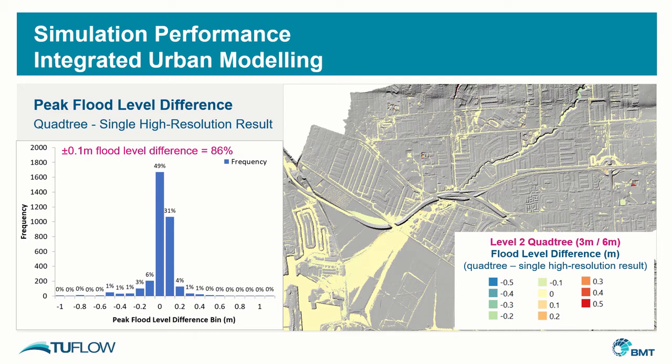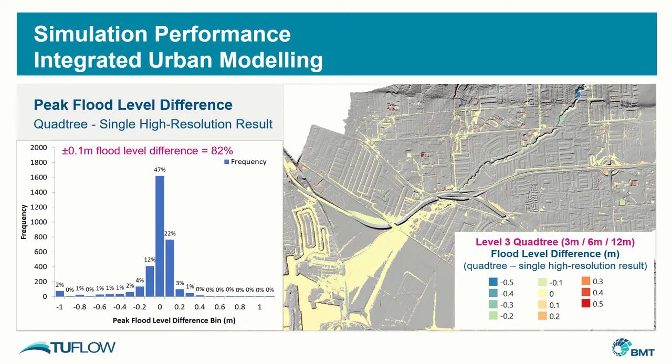Here are the results for the level 2 nesting. On the right you can see it's mostly yellow. That basically means that there's next to no change in result. The accuracy that you achieved in the single resolution model has also been replicated in the Quadtree mesh model. And plotting that in a histogram, we can see that in 86% of the locations, the result was within plus or minus 0.1 of a metre of another. It's quite a good correlation.